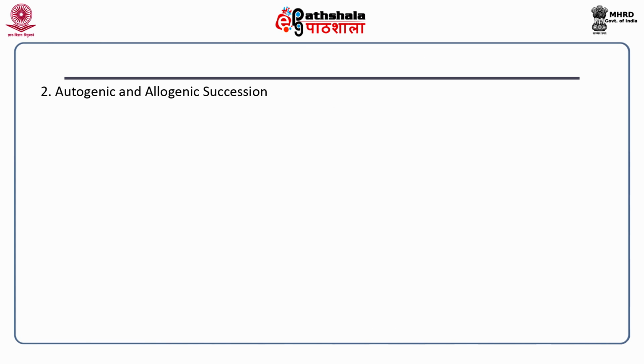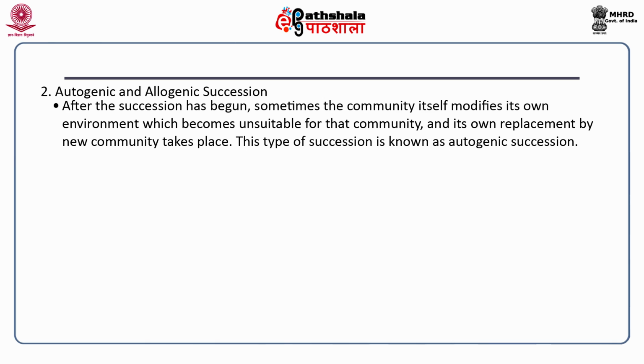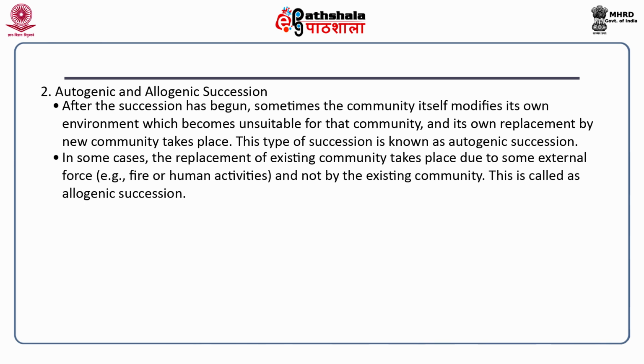Autogenic and allogenic succession. After the succession has begun, sometimes the community itself modifies its own environment, which becomes unsuitable for that community, and its own replacement by a new community takes place. This type of succession is known as autogenic succession. In some cases, the replacement of an existing community takes place due to some external forces, for example fire or human activities, and not by the existing community. This is called allogenic succession.